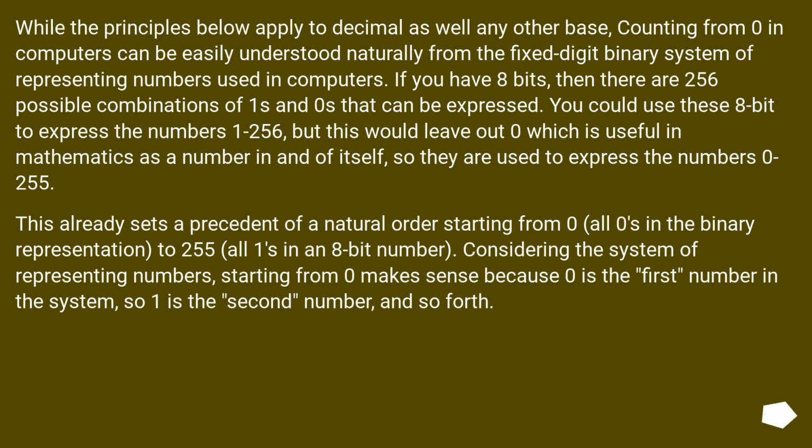While the principles below apply to decimal as well as any other base, counting from zero in computers can be easily understood naturally from the fixed-digit binary system of representing numbers used in computers. If you have 8 bits, then there are 256 possible combinations of ones and zeros that can be expressed. You could use these 8 bits to express the numbers 1 to 256, but this would leave out 0, which is useful in mathematics as a number in and of itself, so they are used to express the numbers 0 to 255. This already sets a precedent of a natural order starting from 0, all zeros in a binary representation, to 255, all ones in an 8-bit number.